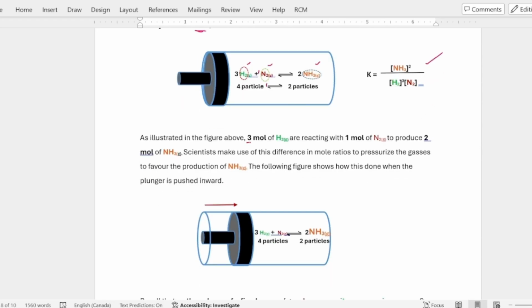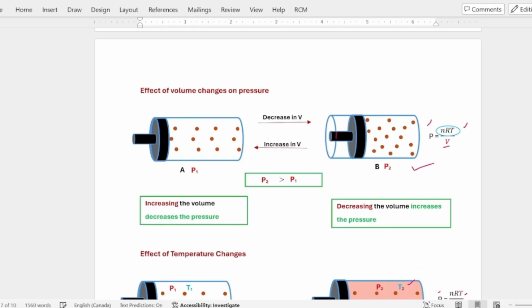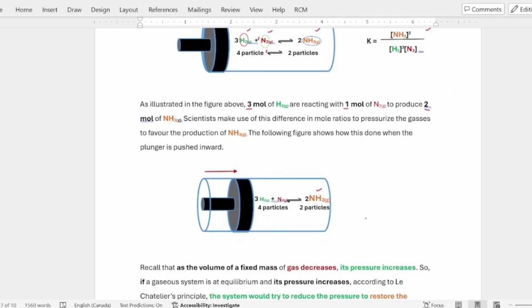Because of this ratio by which hydrogen is reacting with nitrogen to give ammonia, scientists make use of this difference in mole ratios to pressurize the gases to favor the production of ammonia. And let us see how that happens. Why, if we push the plunger in that direction, does it favor the production of ammonia? Remember, one of the ways by which the pressure of a gas is increased is by decreasing its volume. So by decreasing the volume here, we are increasing the pressure.